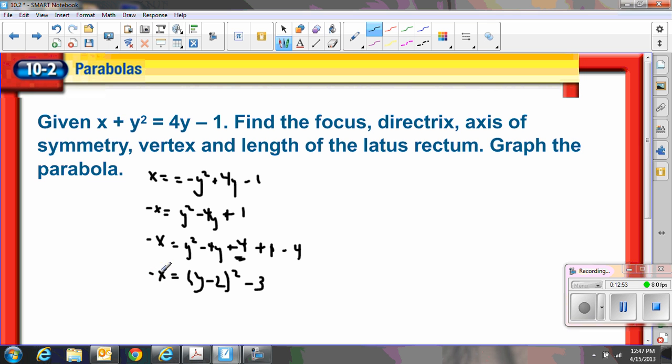Now, I want to have just x on this side. I don't want to have a negative x. So let's now multiply that negative back over to the other side, and that will give me the equation x equals a negative y minus 2 squared plus 3. This equation is now my equation that I am going to work with.